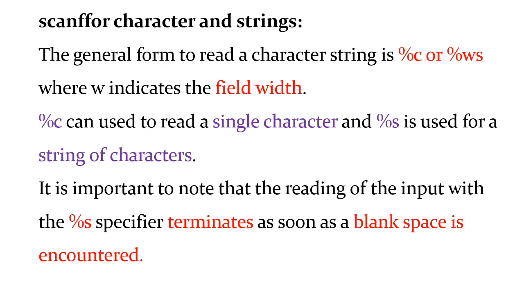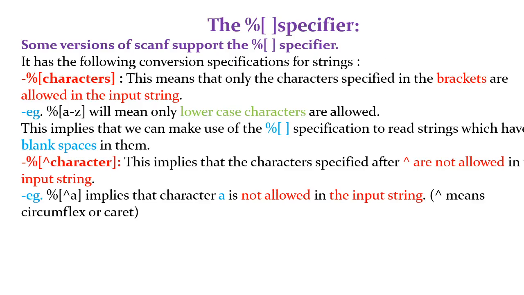So, scanf for character and string. The general form to read a character or string is %c or %ws, where w indicates the field width. %c is used to read a single character. If you want to input a single character, at that time you have to use %c. Otherwise you have to use %s for a string. It is important to note that reading input with %s terminates as soon as a blank space is encountered. So what is blank space?